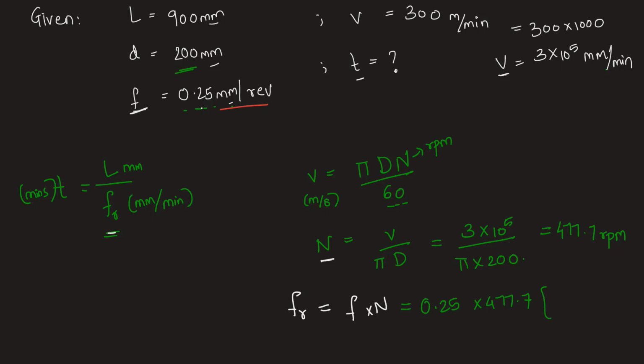Let's look at the units. What is happening with the units? Millimeter per revolution into revolution per minute. So ultimately we get FR in millimeter per minute. Now let's substitute this FR here and directly find out the machining time T. So machining time T is 900 by 0.25 into 477.7. Machining time after calculating this in a digital calculator we get as 7.539 minutes, which is almost equal to 7.54 for 2 decimal places.